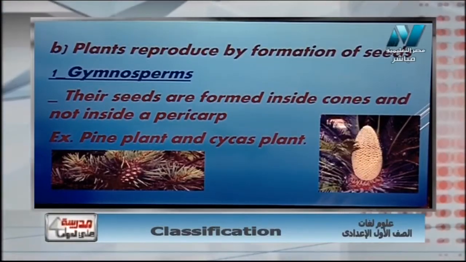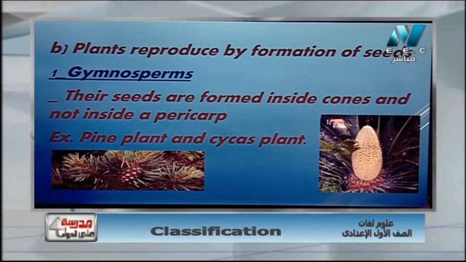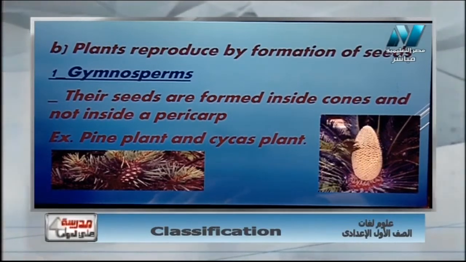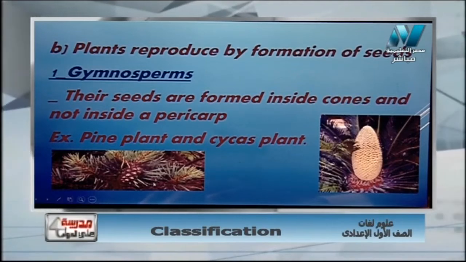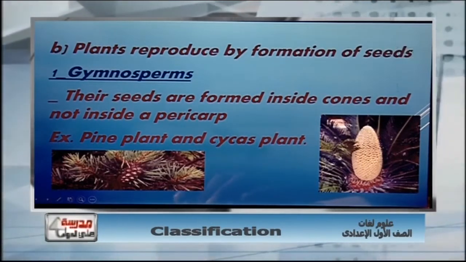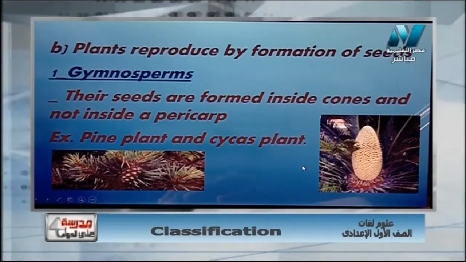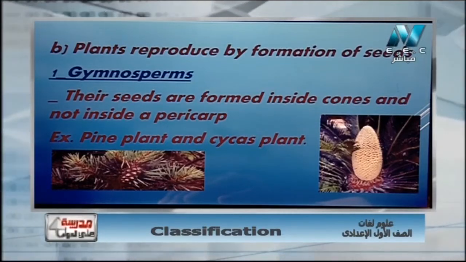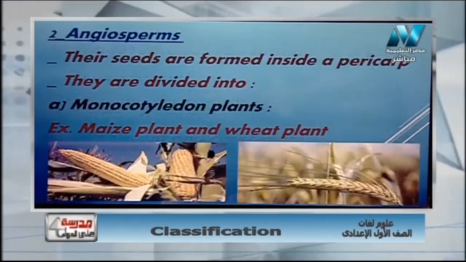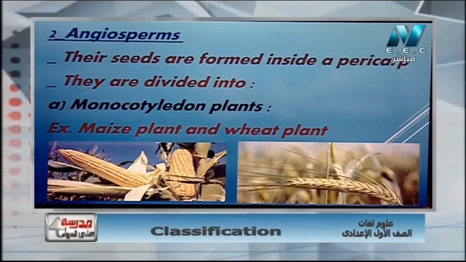Like number one, Gymnosperms, which their seeds are formed inside cones and not inside pericarp. Like what? Like vine and cycas plant. Vine and cycas plant. They can reproduce by forming seeds, but their seeds are not inside pericarp, but inside just cone, as you see. Number 2, angiosperms. Their seeds are formed inside a pericarp.